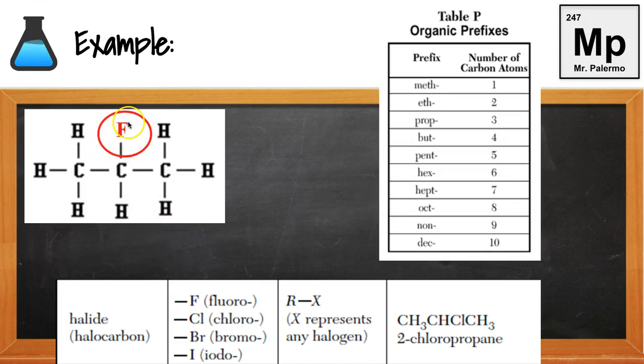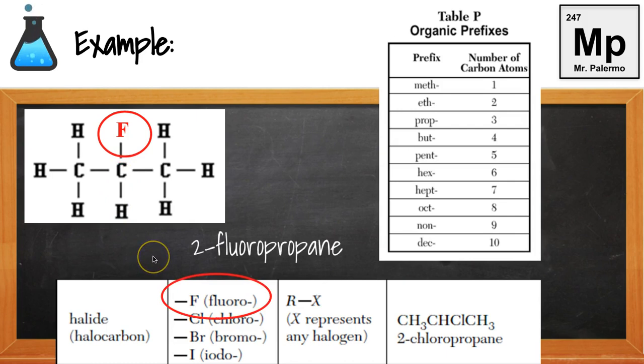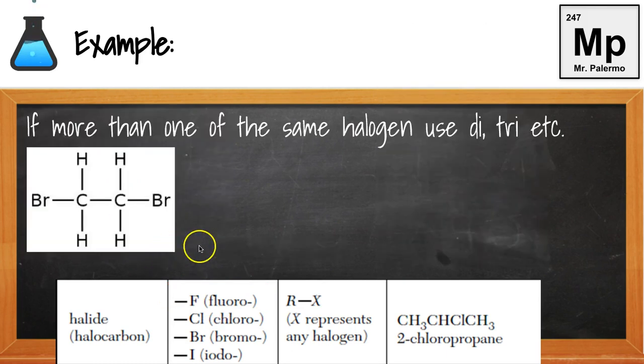So we look at our example. We see we have an attached F, so that's a fluoro. We have 3 carbons, which is prop, so it's still propane like the example. This F is on the second carbon, so it is 2-fluoropropane.